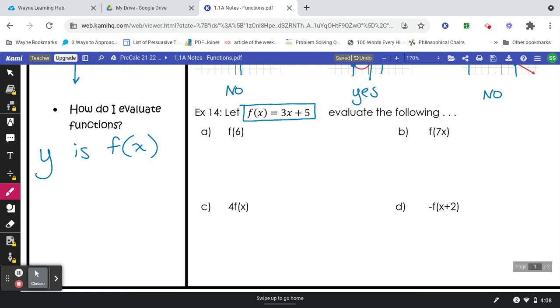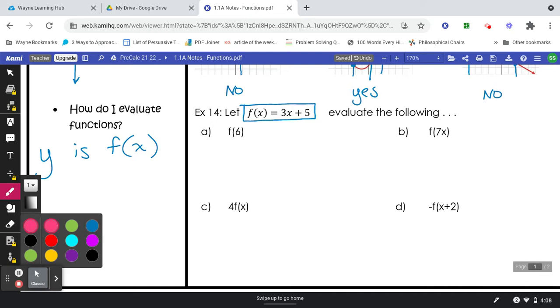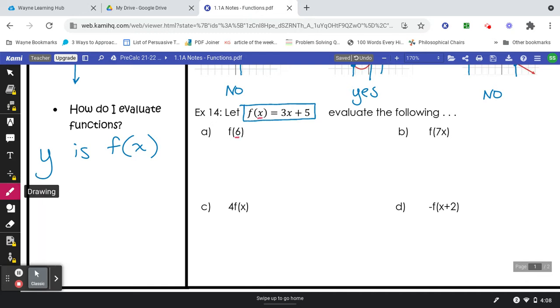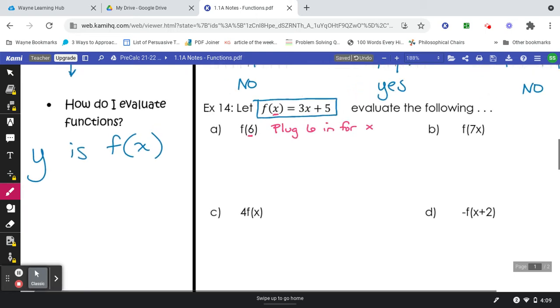So this equation, f of x equals 3x plus 5, that's just like saying y equals 3x plus 5. And right here on part A, when they put a 6 in for the x, they're asking us to plug 6 in for the x. They've already done it right there, so I don't need to do anything in front of the equal sign. My job is to work after the equal sign and plug in the 6 where I see the x. Multiply, add, and there we go.